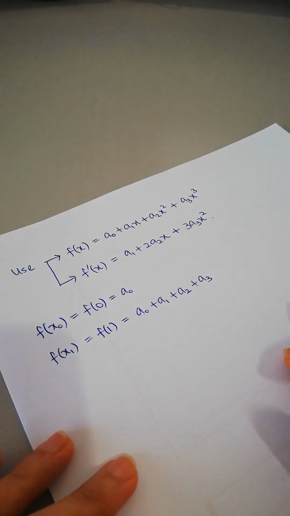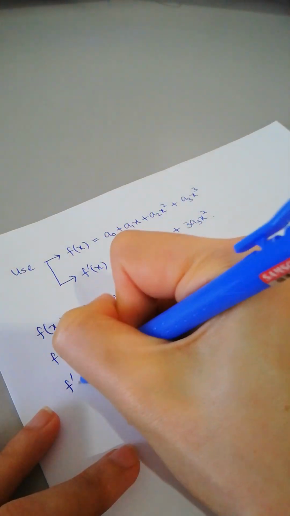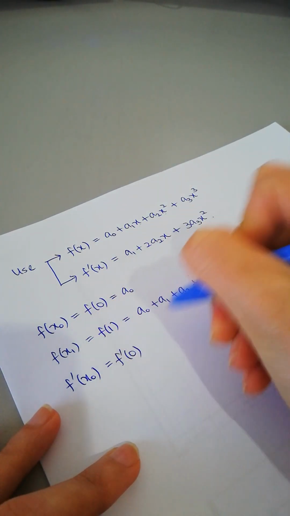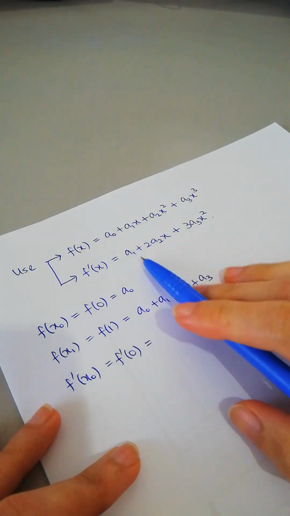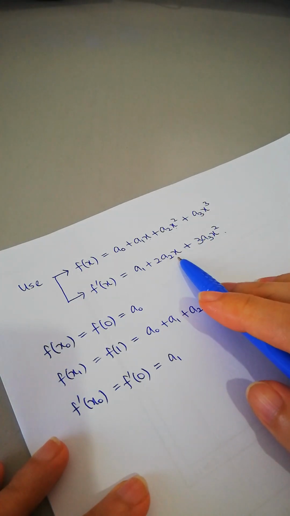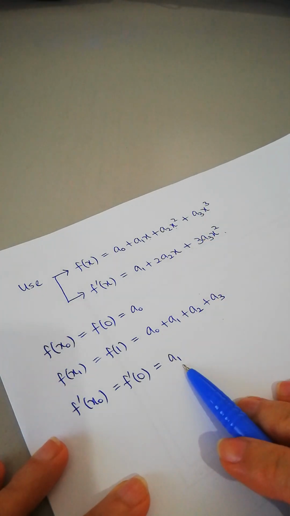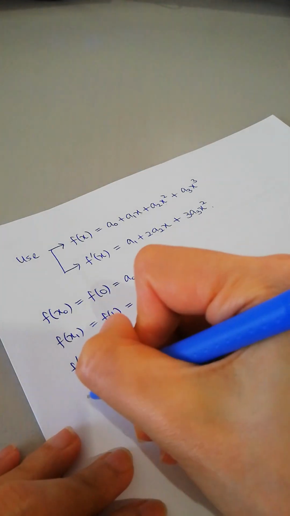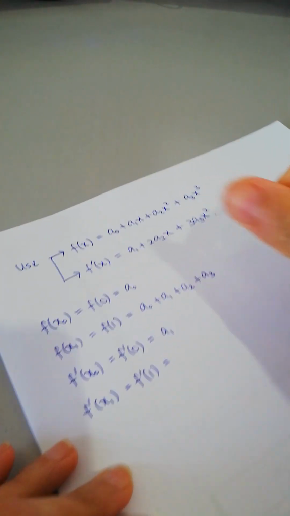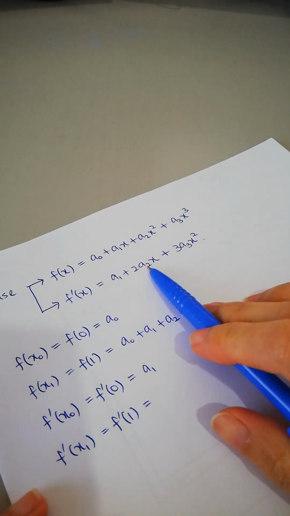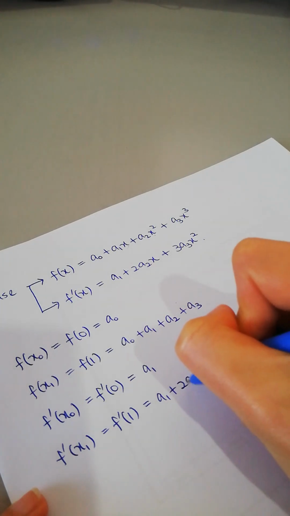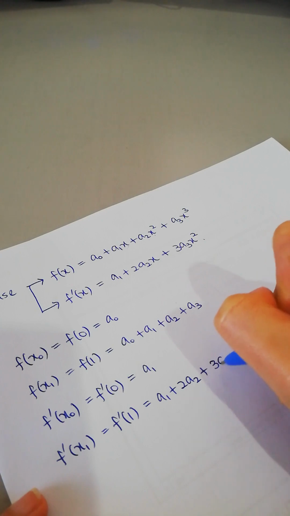Alright, next we have f prime x0, which is equal to f prime 0. You substitute x equal to 0 into f prime, so you have a1 here, and then this is 0, this is 0, so you only have a1. Okay, and then for f prime x1, it is equal to f prime 1, so you substitute x equal to 1, so you have a1 plus 2a2 plus 3a3.